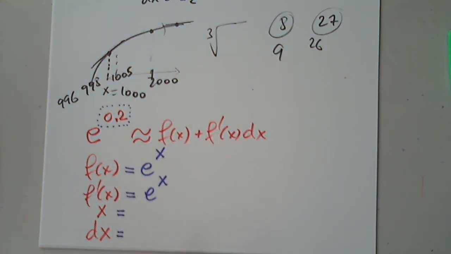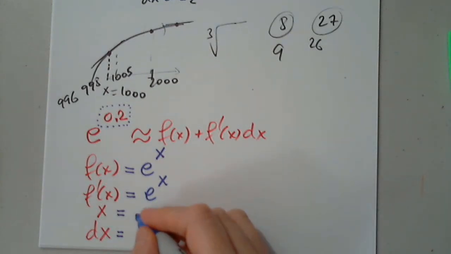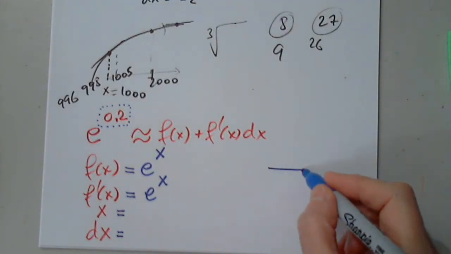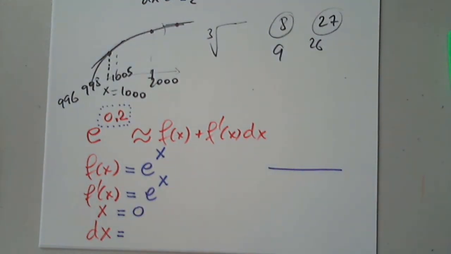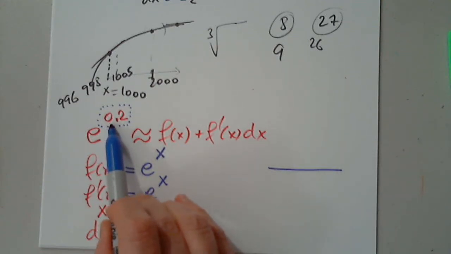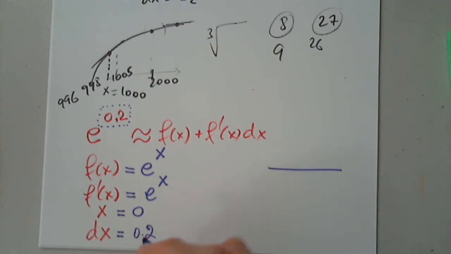Which is the closest number to 0.2 that you can think of? Whole number? Yes, of course. Well, 1, unless you mean 0. 0, very good. Can anyone give us dx? No, we're talking about 0.2. Yes, exactly, 0.2.